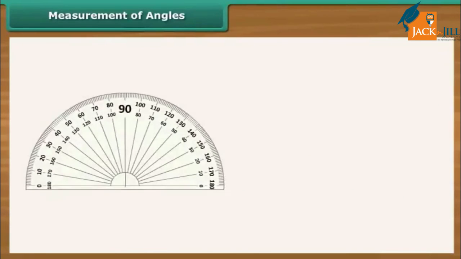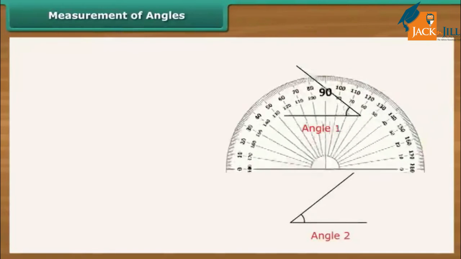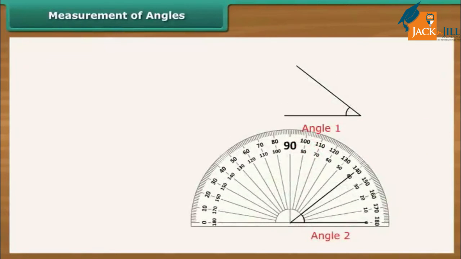Measurement of angles. Let us now learn to measure angles with a protractor. A protractor is a semicircular geometric instrument with markings from 0 to 180. These markings represent degrees. The outer markings are used to measure an angle whose vertex is formed on the left. The inner markings are used to measure an angle whose vertex is formed on the right.